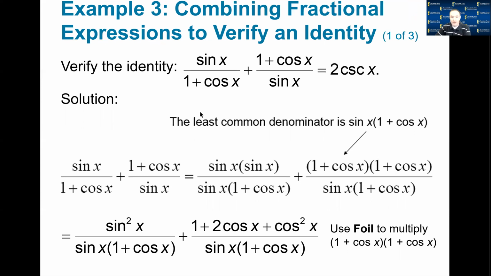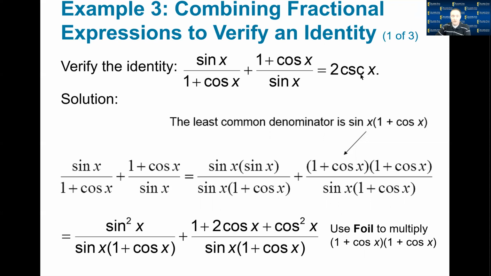Now you're looking at this one saying, ooh, this one's more beautiful. Well, it is. I started to call it a rational function. It's not a rational function because those are not polynomials, but we have the sine function divided by the group 1 plus cosine plus the group 1 plus cosine divided by sine. And our goal is to show that this is equal to 2 cosecant x.